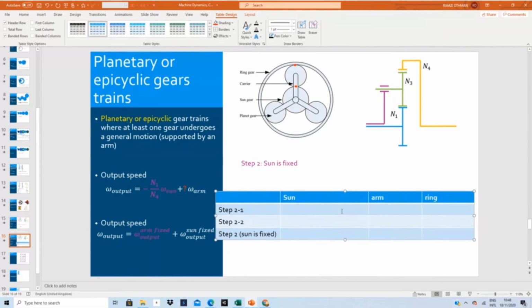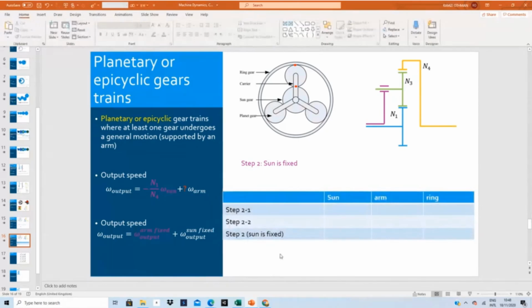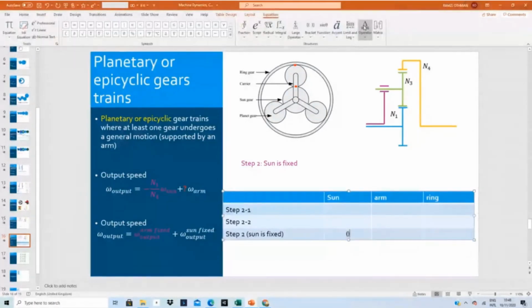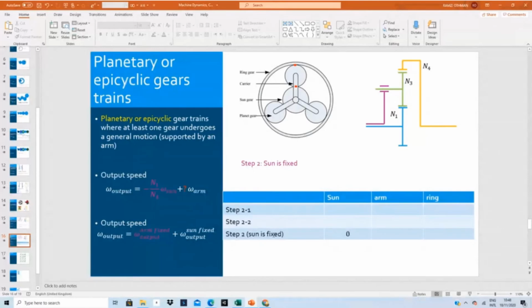The ring, the R, and the sun. So what I want is that the sun is fixed. So at the end, I would like the sun to have a zero angular velocity. Zero. This is what I want, that the sun is fixed. But what I have learned until now is that the speed ratio I have established is only when the arm is fixed. So I will try to use that the arm is fixed. You'll ask me, how? We'll try to make it in two steps. So if the arm is fixed in the second sub step, it will be zero.